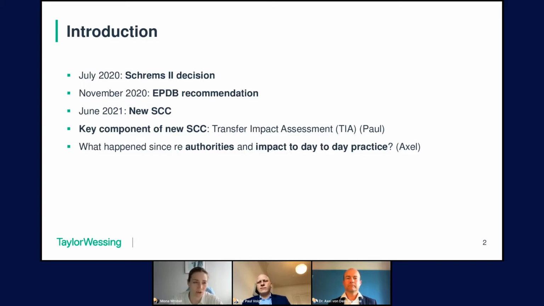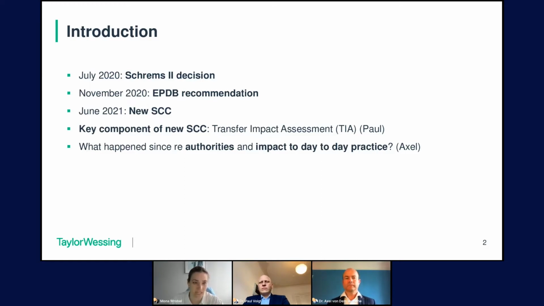As a follow-up, in June 2021, the European Commission implemented the new standard contractual clauses, which in their clauses 14 and 15 now also newly introduced the transfer impact assessment. So the key component of the new SCCs is what the European Court of Justice most recently already decided would need to be done by any controller or processor that transfers personal data outside of the EU into a third country.